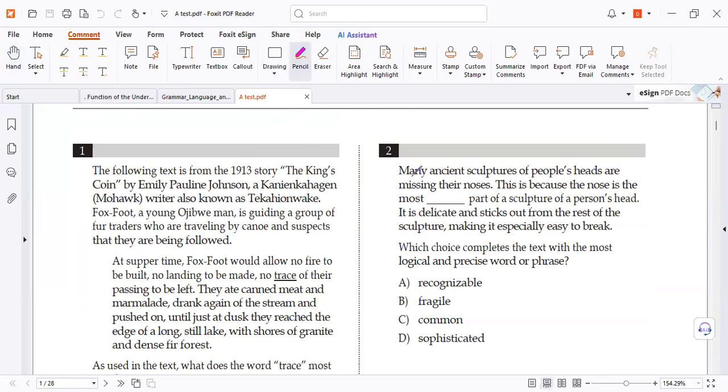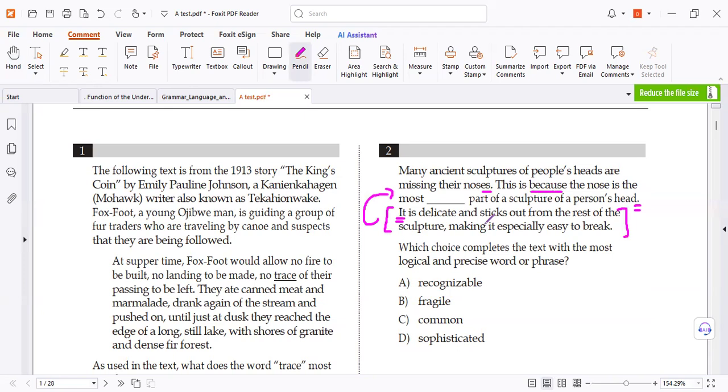Many ancient sculptures of people's heads are missing their nose. Full stop. This is because, we have cause and effect. Because what? The nose is the most blank part of a sculpture of a person's head. Full stop. Why does the writer add the details here? To explain something before. So the word that you need is here. What is explained in this sentence?